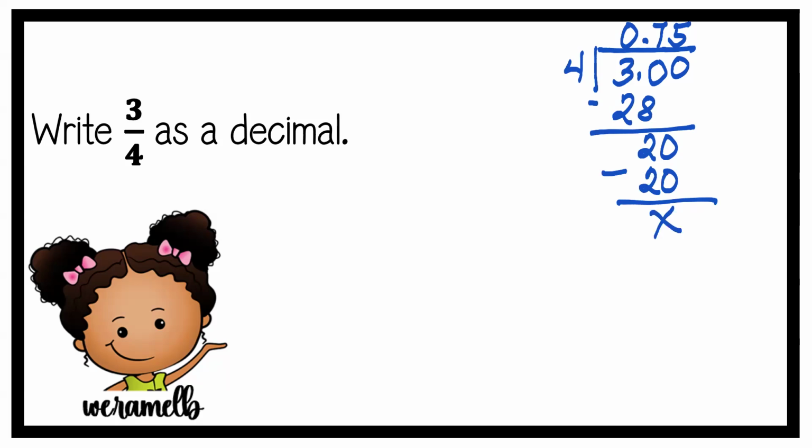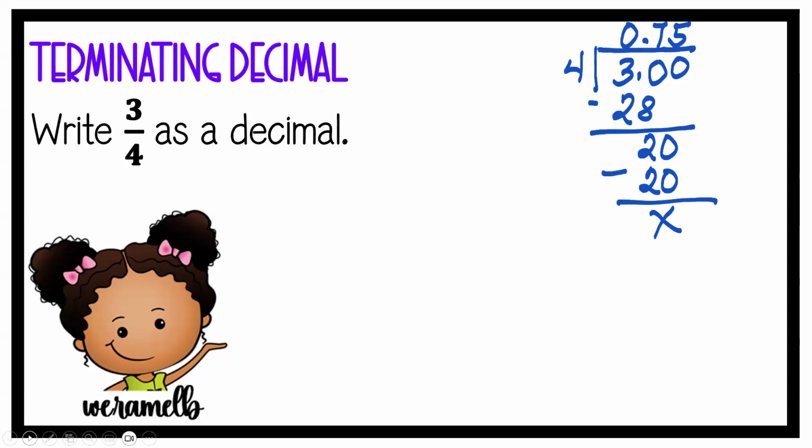So when we change 3/4 into a decimal number by dividing, we stop dividing. This is what we call a terminating decimal. 0.75 is a terminating decimal because it is produced when we change the fraction into a decimal and we stop dividing. All right? So 3/4 in decimal is equivalent to 0.75, a terminating decimal number, because we stop dividing.